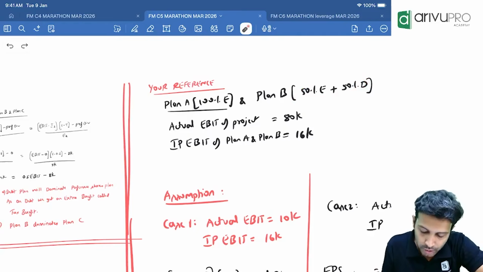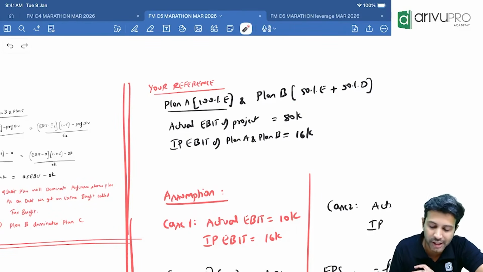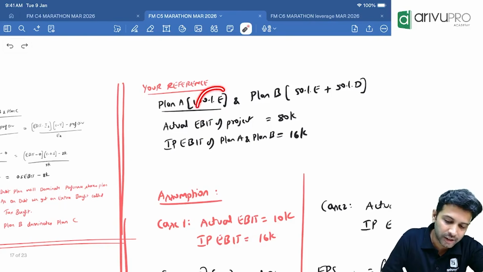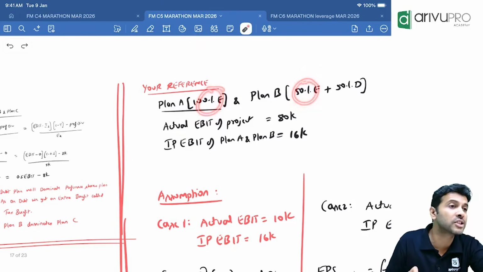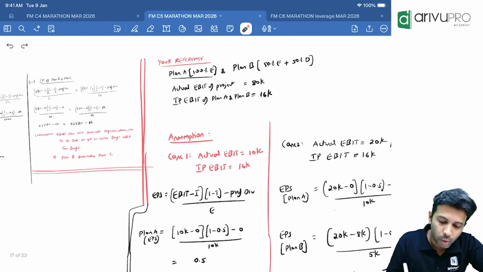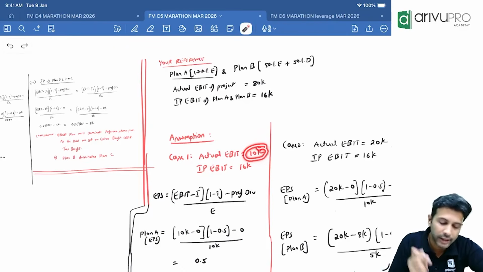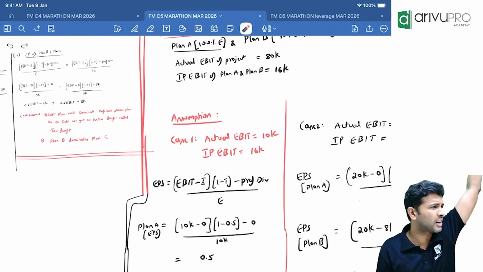As per theory, if you are below the indifference point, if the actual project EBIT is lower than the indifference point EBIT, you will select the plan which is using higher equity. Here 100% equity, here 50% equity. Which is using higher equity? Plan A. Now calculate if you want. Now what is the EPS? How much is the actual EBIT I've assumed? 10,000. Now calculate EPS.